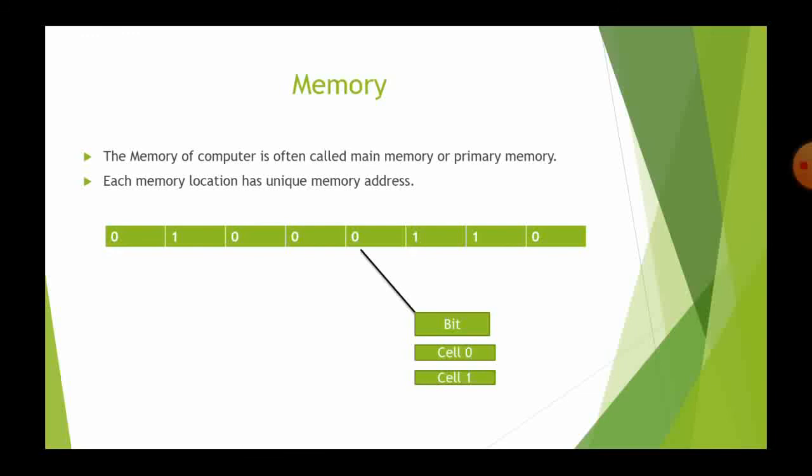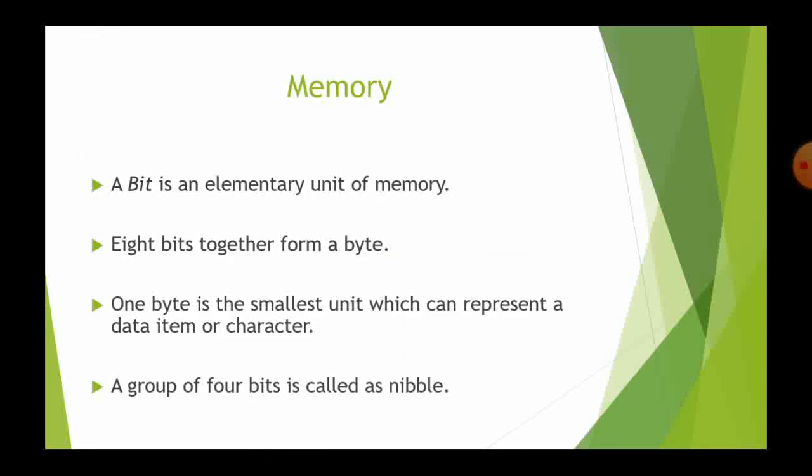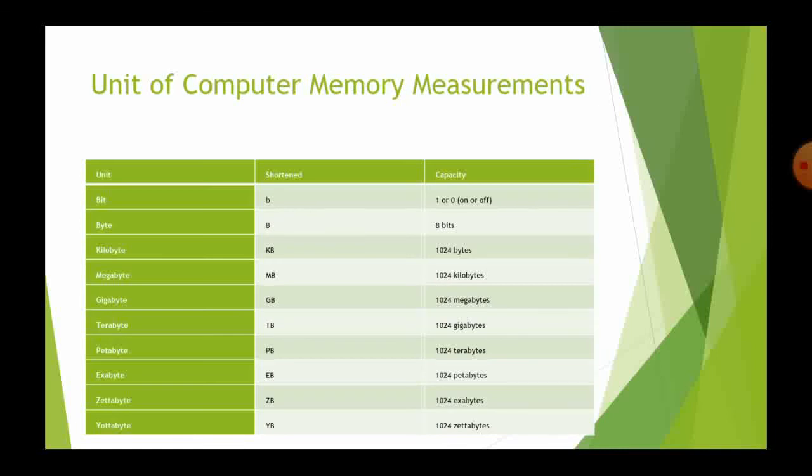Each zero or one is called a bit. A bit is an elementary unit of memory. 8 bits together form a byte. 4 bits together form a nibble. So these are all the memory measurements of the computer. 1 kilobyte equals 1024 bytes. 1 megabyte equals 1024 kilobytes. 1 petabyte equals 1024 terabytes.